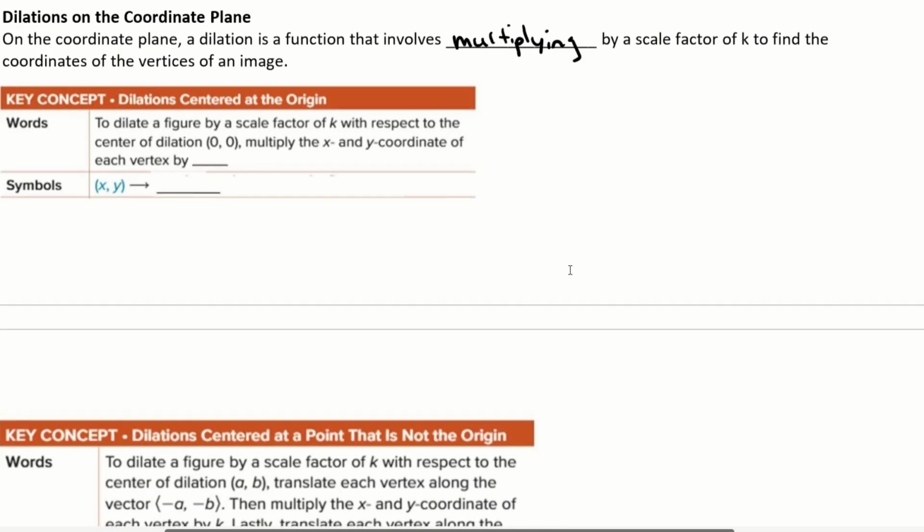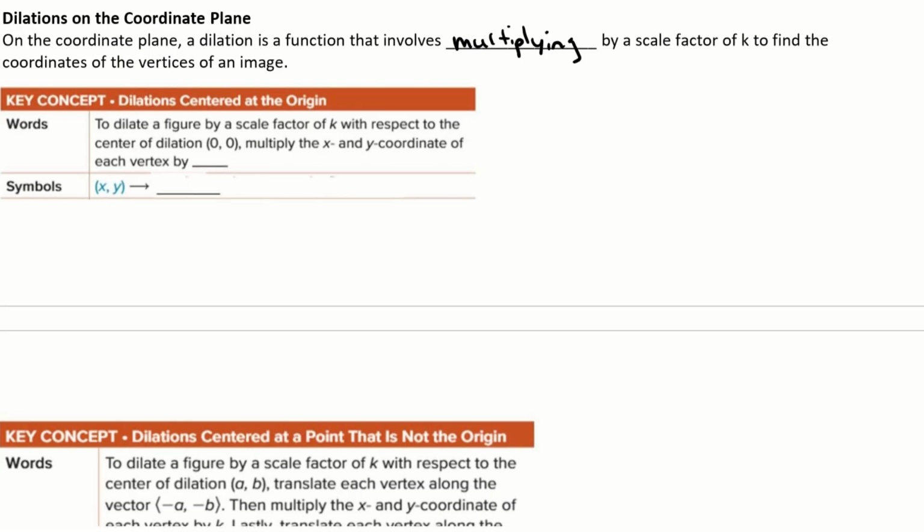In the same way, we're going to multiply by the scale factor of k, and that's going to help us find the coordinates of the vertices of the image. Okay, so to dilate a figure by a scale factor of k with respect to the origin, this is important: the origin is your center of dilation. It's where you're dilating from.